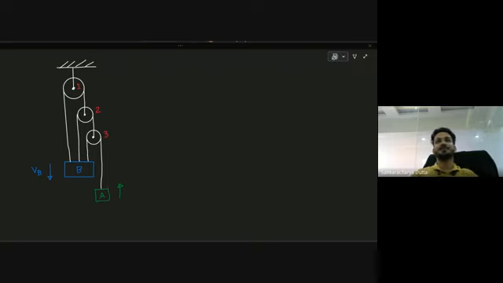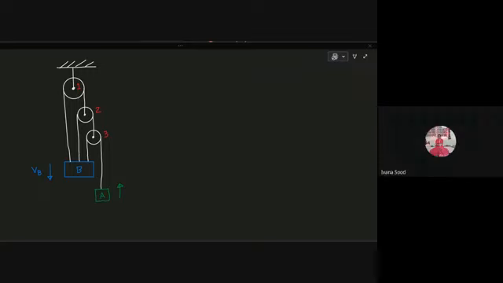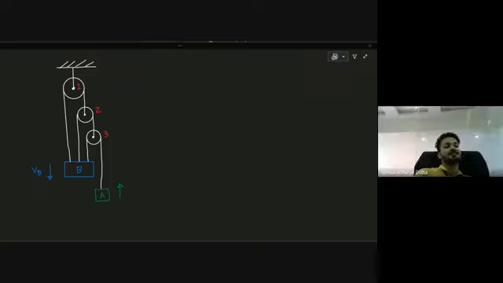Anybody got the answer? Please let me know. Sir, is it 3 VB? 3 times. I don't think that is the answer. 3 is not the correct answer, but well tried. Let's try more. Try to figure out where you made a mistake. You need to find the velocity of A in terms of velocity of B, right? Like, is VA equal to VB? Well, the answer is no.